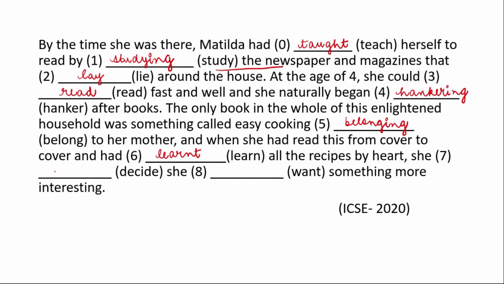She decided. She wanted something more interesting. So in this question, there is past perfect tense, continuous tense, present tense, and past tense. So you have to change the tenses according to the sentence and its meaning. Let's go to the next one.